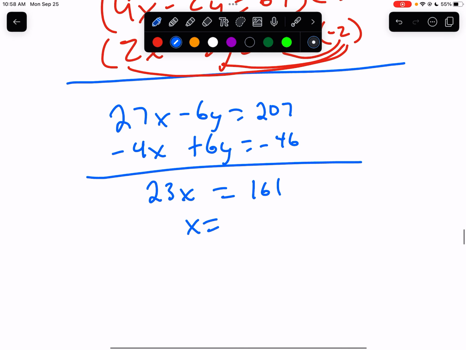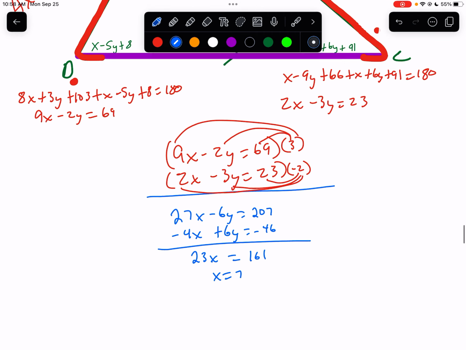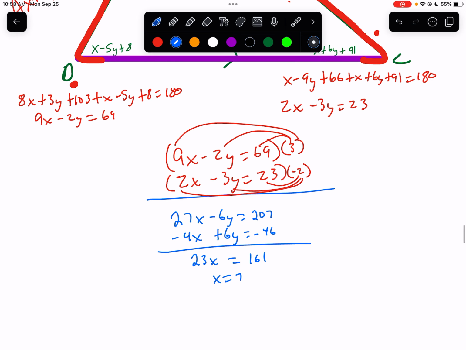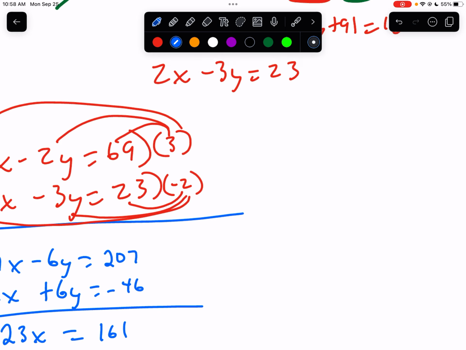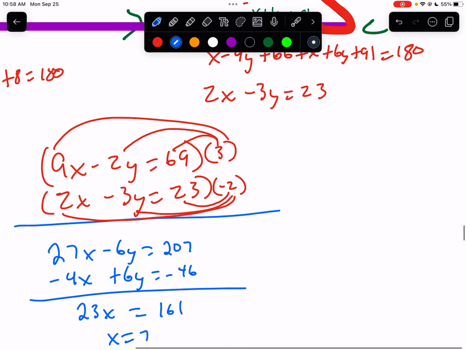And so x equals 7. Let me make sure. Divide by 23. Yes. So that's what we're looking for there. Perfect. Once you know x, you go plug it in, you solve for y. It doesn't matter where you plug it in. I'm going to plug it into this equation.